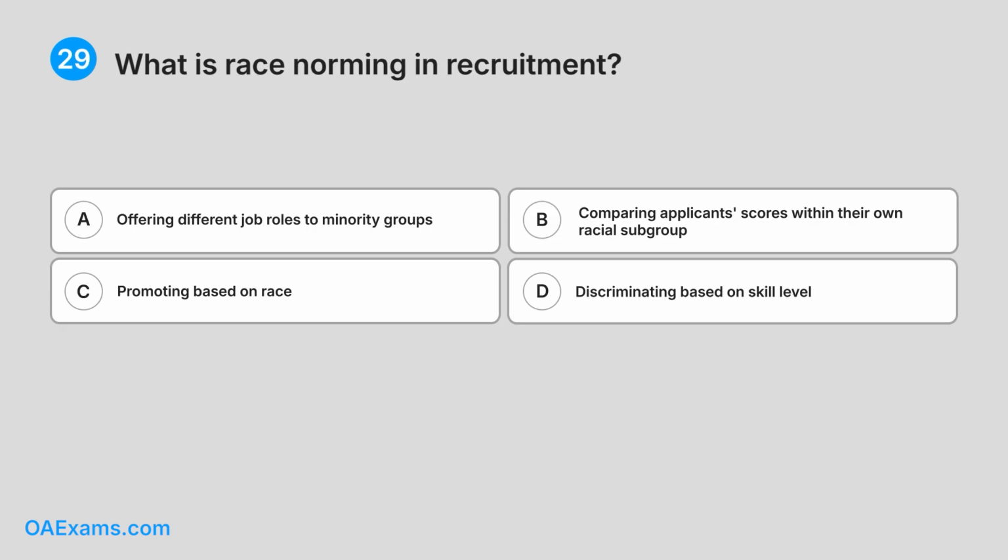29. What is race norming in recruitment? A. Offering different job roles to minority groups. B. Comparing applicants' scores within their own racial subgroup. C. Promoting based on race. D. Discriminating based on skill level. Do you know the answer?